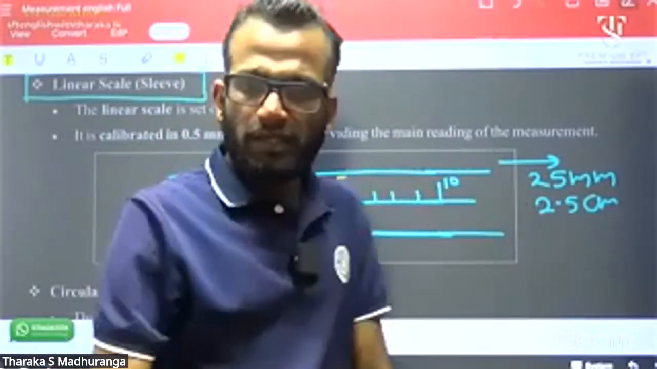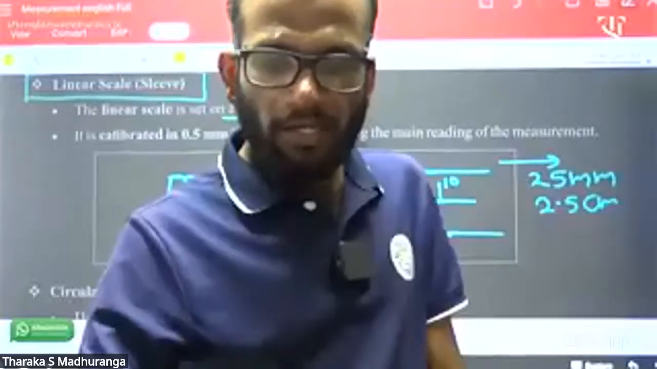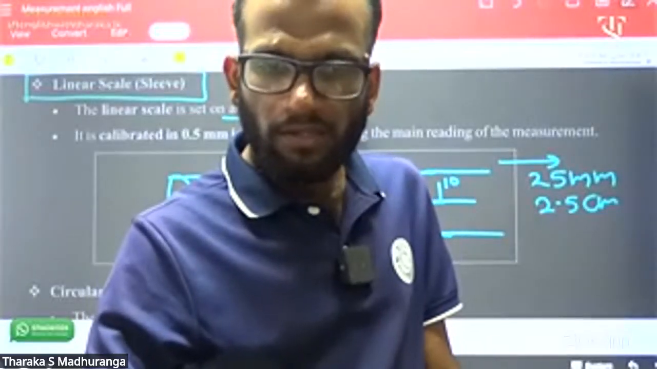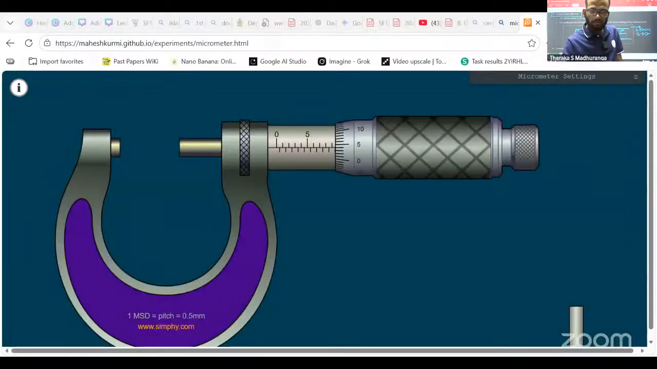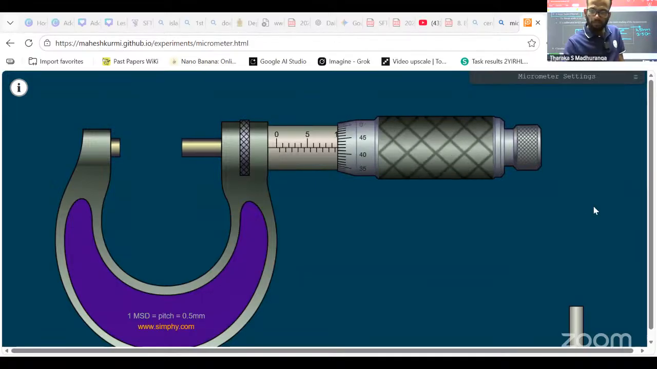But can you see another important thing in the linear scale? This is a linear scale, right? This one. This is the linear scale. And can you see?